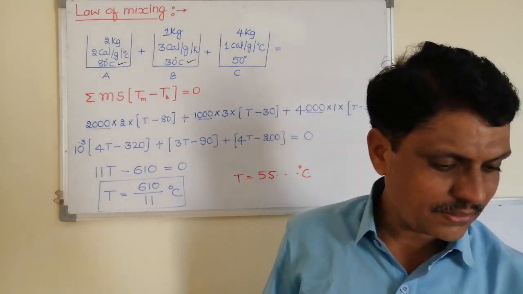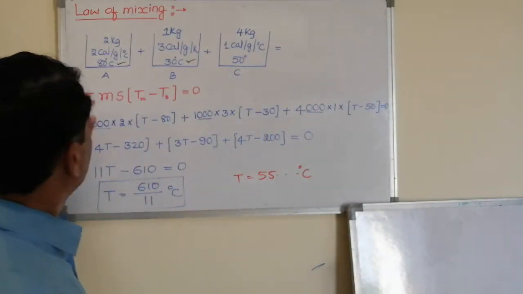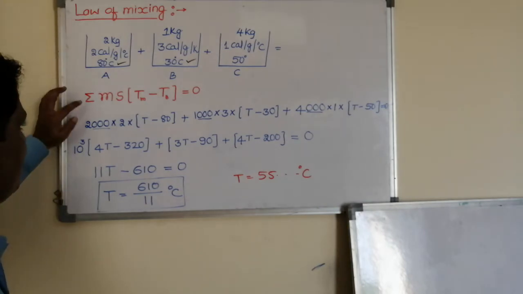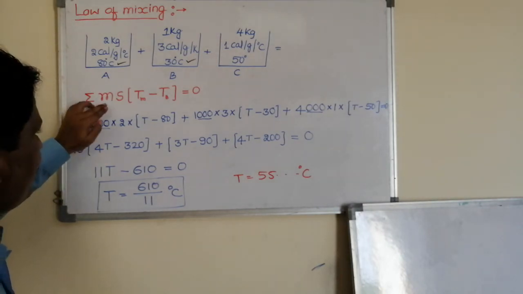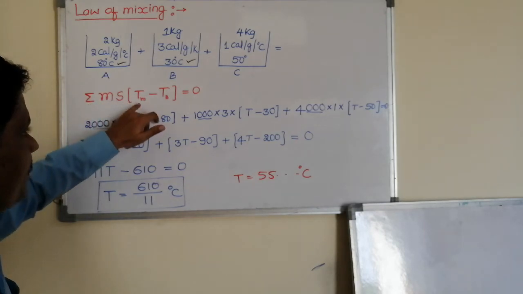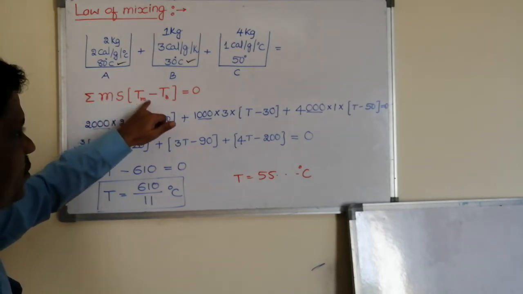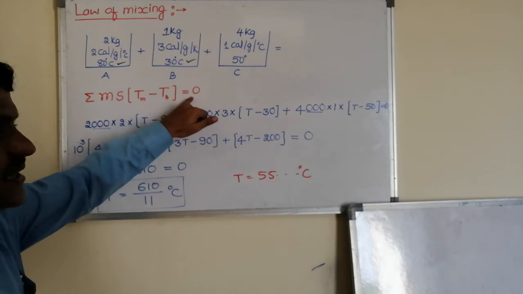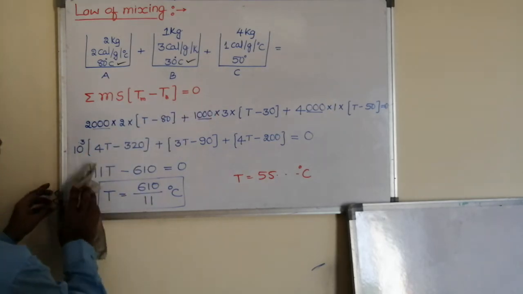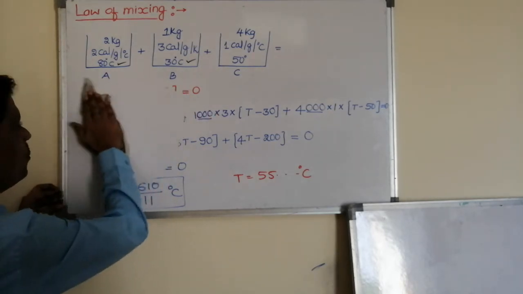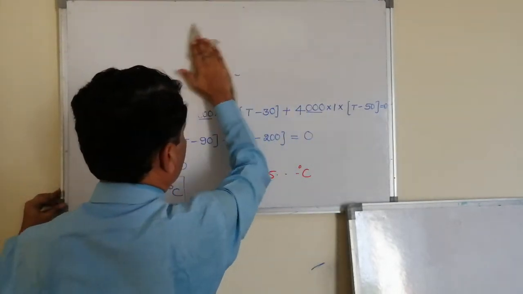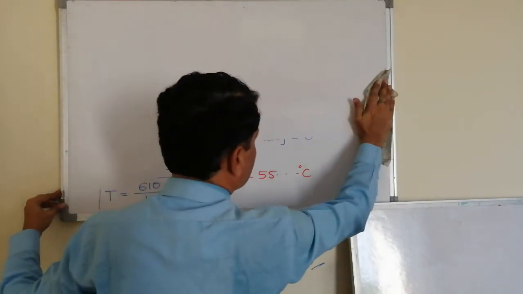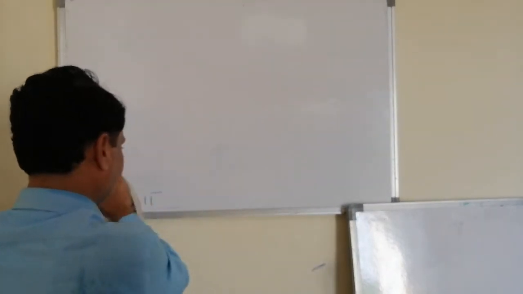Today try to remember: law of mixing is nothing but summation of m s into temperature of the mixture minus temperature of the body is equal to 0. Second, it is applicable only when all bodies are in the same state.